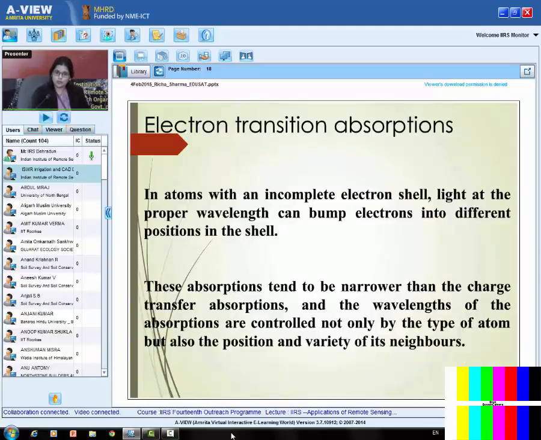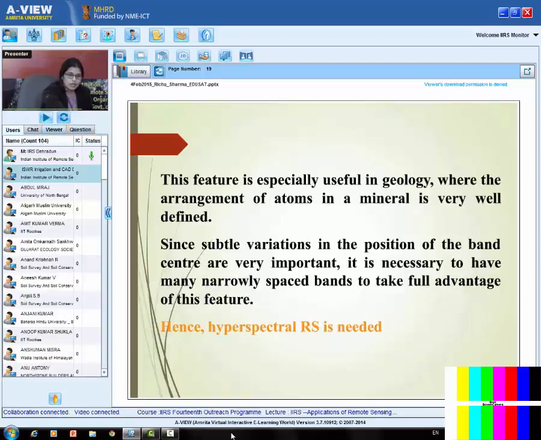Now, the second kind of absorption is electron transition absorption, and in this, the atom with an incomplete electron shell, when light of that particular wavelength is incident, the electron will move into different positions in that shell. These absorptions tend to be narrower than the charge transfer absorptions, and the wavelength of the absorptions is controlled not only by the type of atom but also by the position and variety of its neighbors. So this feature is especially useful in geology.